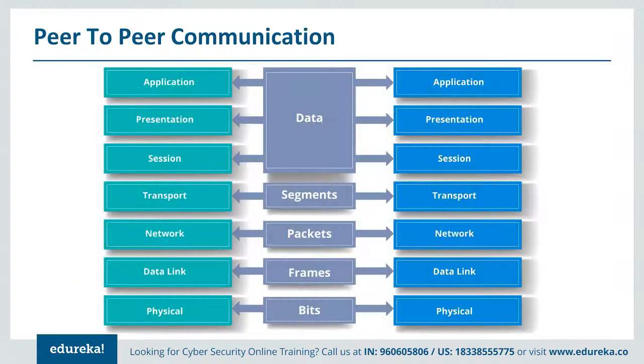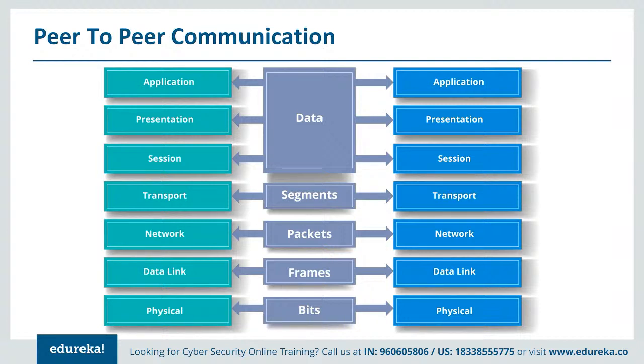This is the same way peer-to-peer communication works. The physical layer can understand the physical layer. The data link layer can understand the data link layer, but the word is frames. The data link layer can only read and understand frames. The network layer is for packets, and the transport layer is for segments. And the top 3 layers are considered data. This is the OSI model.